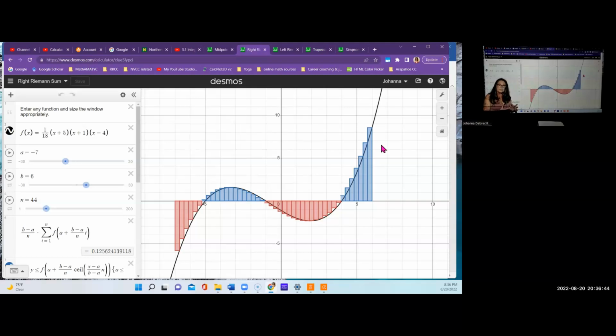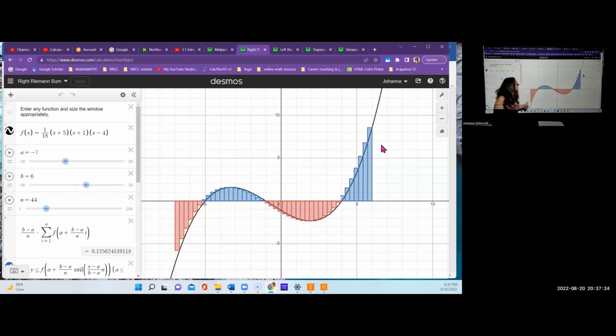A right Riemann sum draws rectangles from the vertical line representing the lower limit of integration to the vertical line representing the upper limit of integration. And it uses the right endpoint of each subinterval for the height of that rectangle. And then we take the area of all the rectangles, we add them together, and that becomes our approximation for the area under the curve. And again, a right Riemann sum is using the right endpoint of each subinterval to calculate the height.